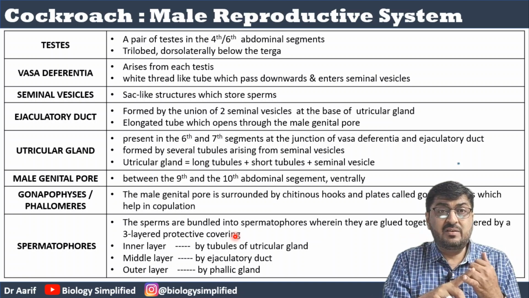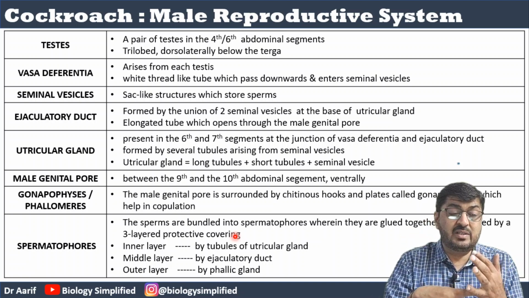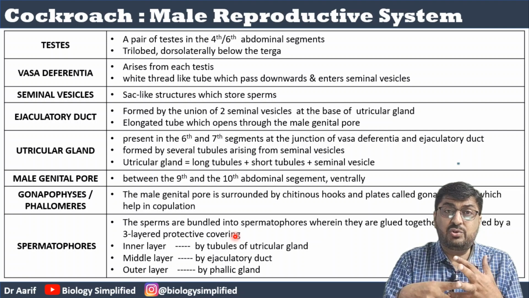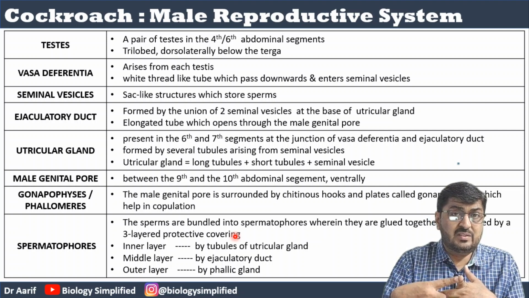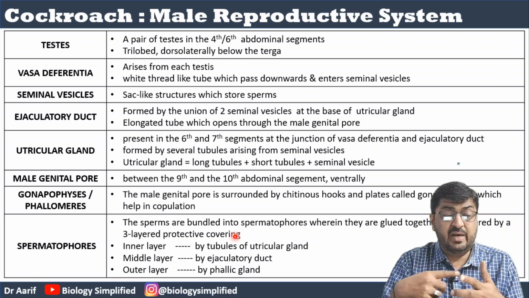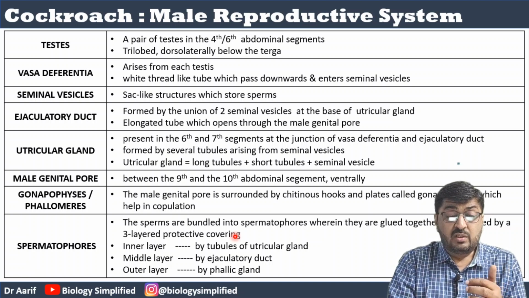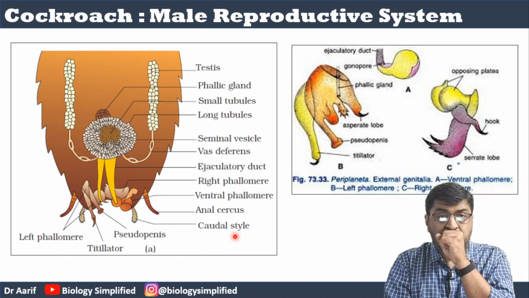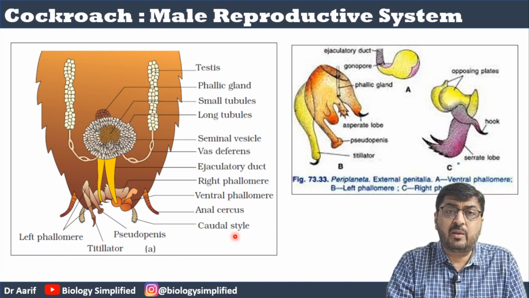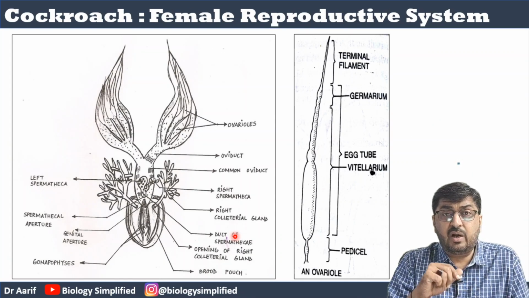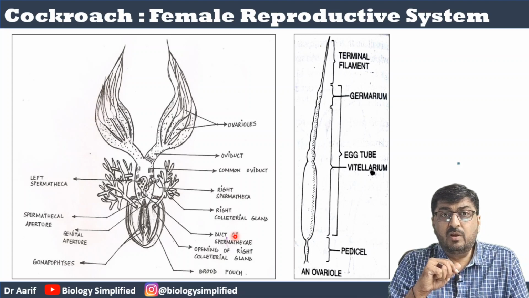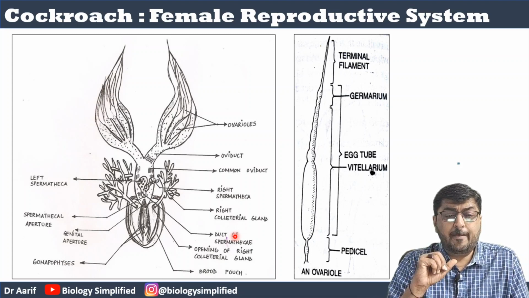So testes, vasa deferentia, seminal vesicles, ejaculatory duct, utricular gland, male genital pore opening, the gonapophysis, the 3 phallomeres, and the spermatophores. This is what makes up the entire male reproductive system. Now coming to the female reproductive system, it is relatively less complex, right?